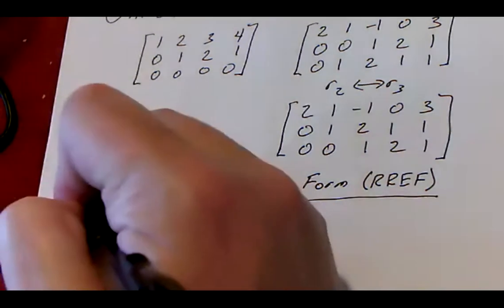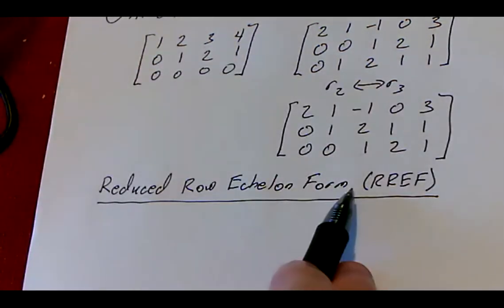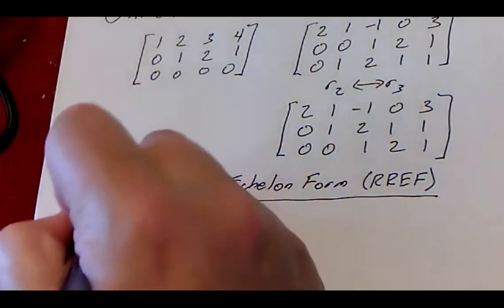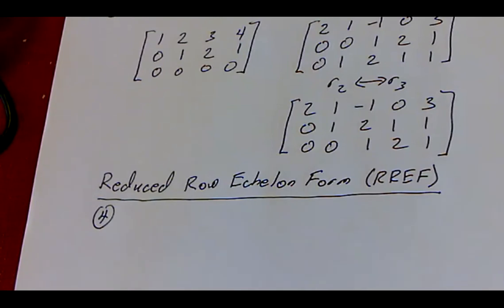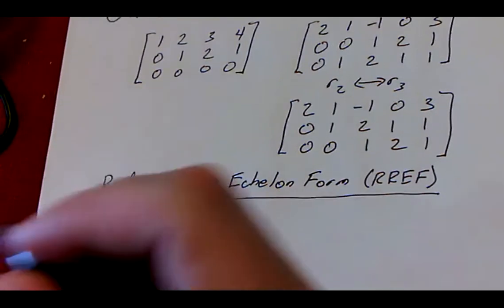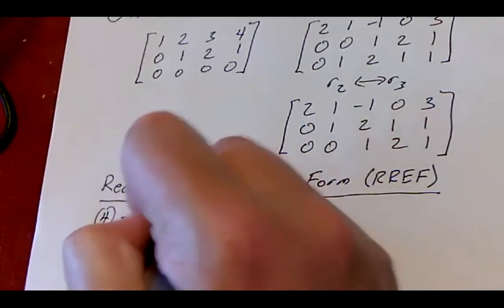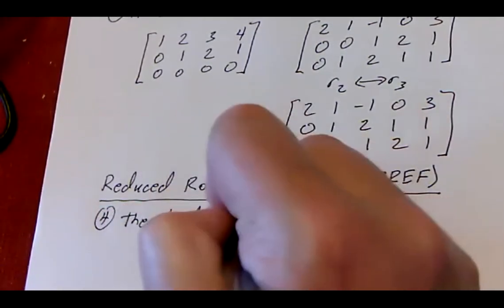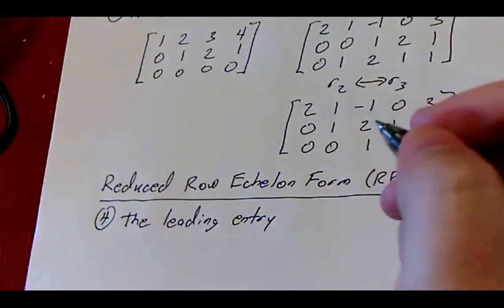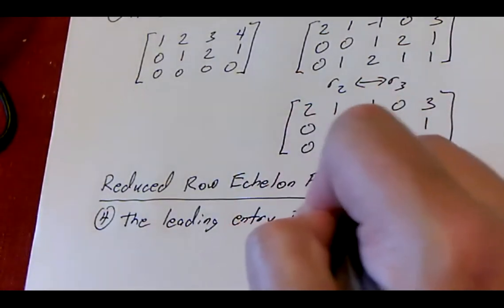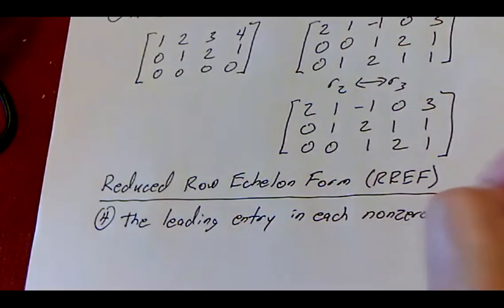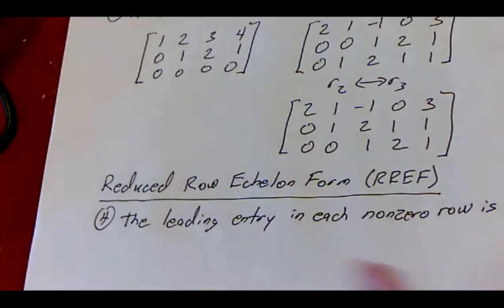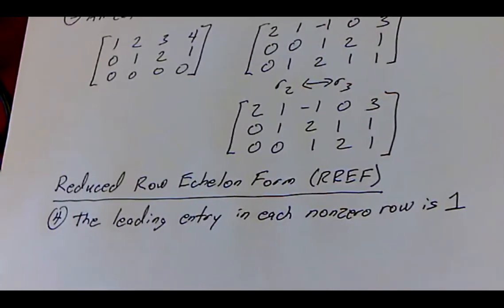A reduced row echelon form is still in row echelon form. You see those same words there. So I'm actually going to start with 4 here when I write down the characteristics, because 1, 2, and 3 still apply to this matrix. So 4 then is going to be that the leading entry in each non-zero row is 1. The leading entry in each non-zero row is 1.